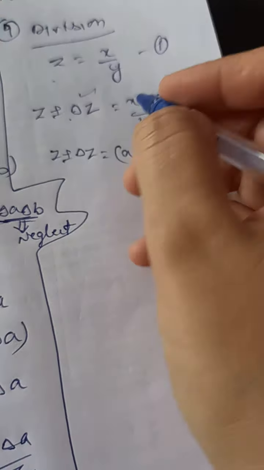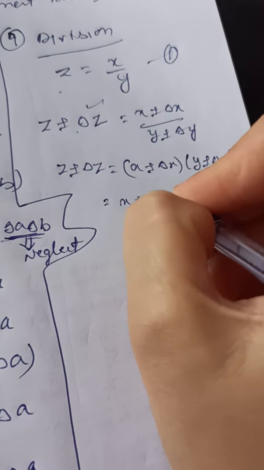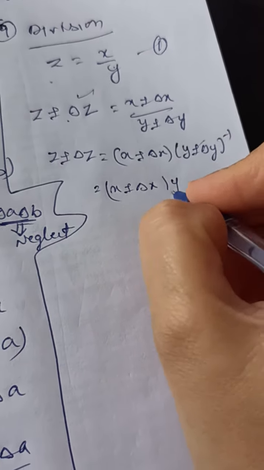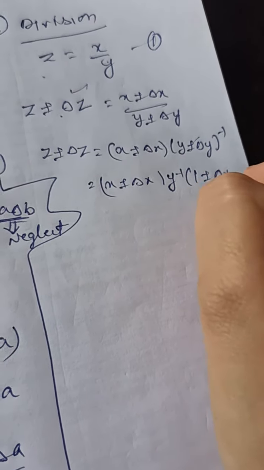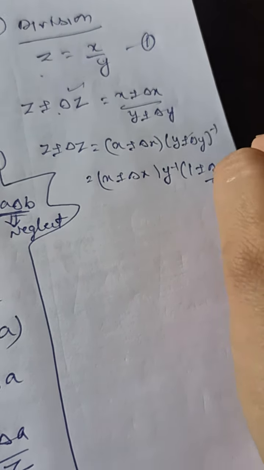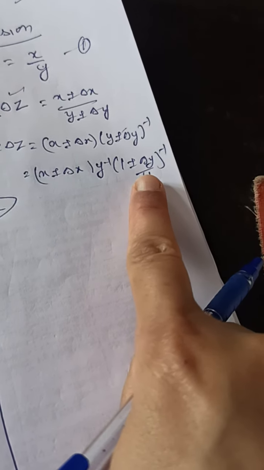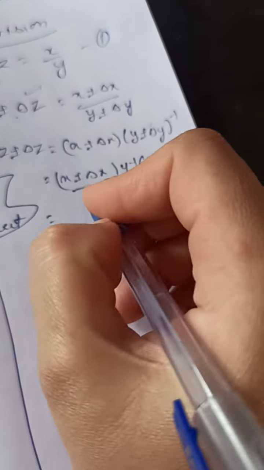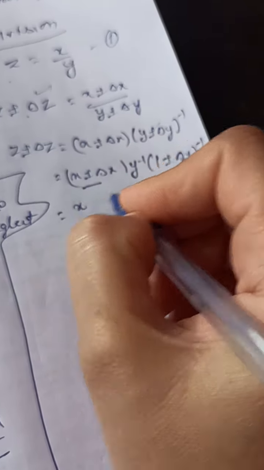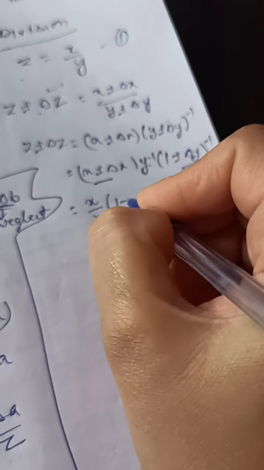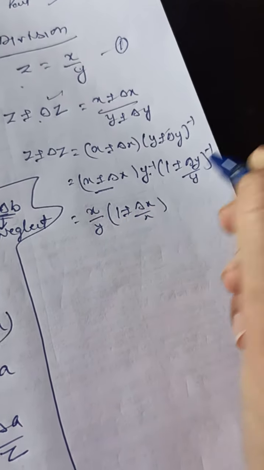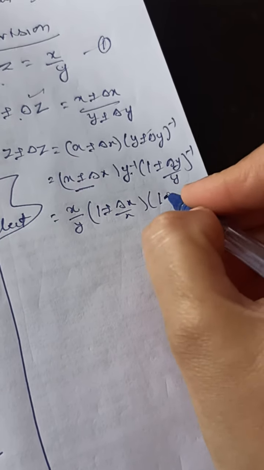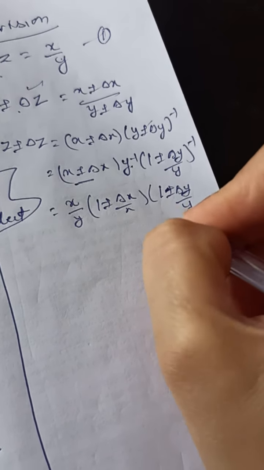We can write like this, x plus minus delta x, take y common, y raised to power minus 1, 1 plus minus delta y upon y raised to power minus 1. Now apply the binomial theorem on the bracket of y. From here, in the first bracket take x common, x upon y, 1 plus minus delta x by x, into 1 plus minus delta y by y, and so on.